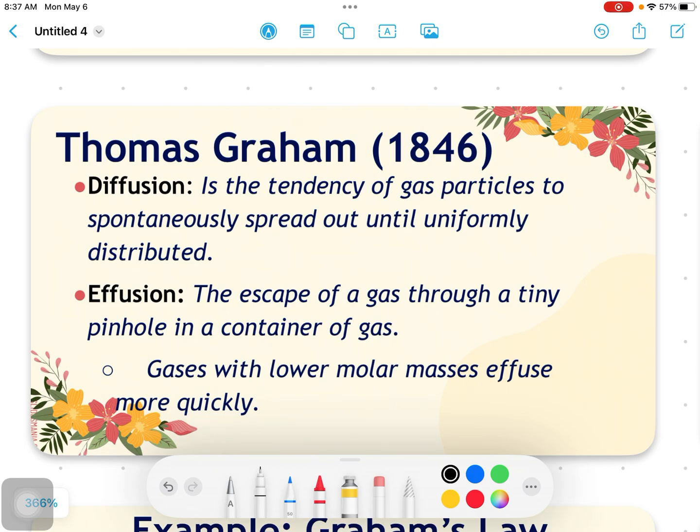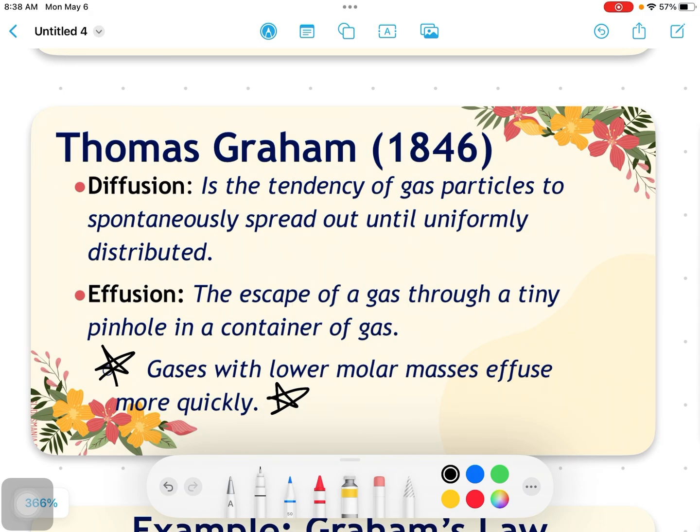Effusion is the escape of a gas through a tiny pinhole of a container. So gases with a lower molar mass effuse more quickly. This, I would star, highlight, whatever you need to do, because that's the most important part of Graham's law: whatever one has the lower molar mass is going to effuse faster.